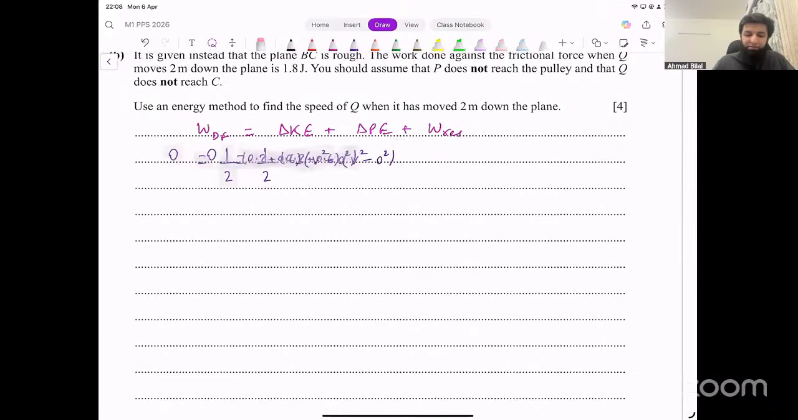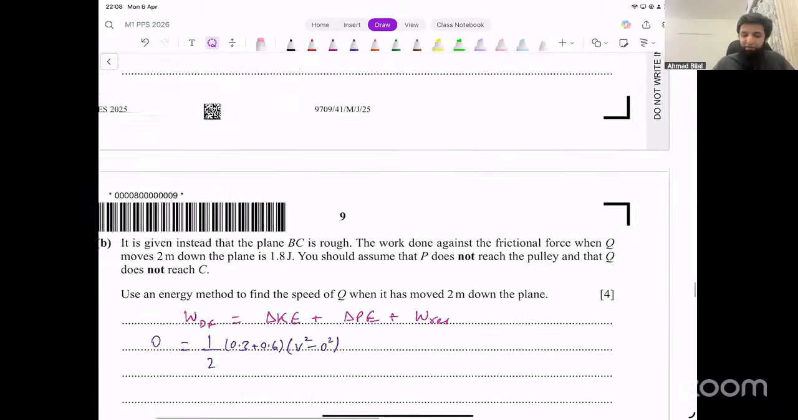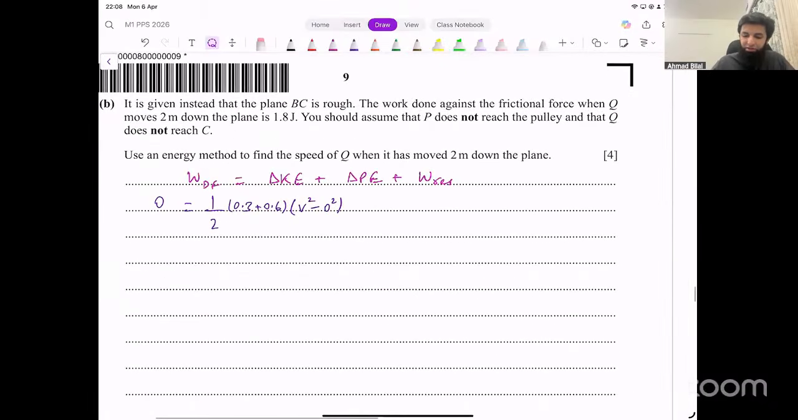Work done against resistance, what's that? They gave us that the work done against friction is 1.8 joules. So that is also covered. We know what that value is. We can just put 1.8 there. The problem is change in potential energy. What's the change in potential energy going to be? That's the tricky part, right? Change in potential energy.